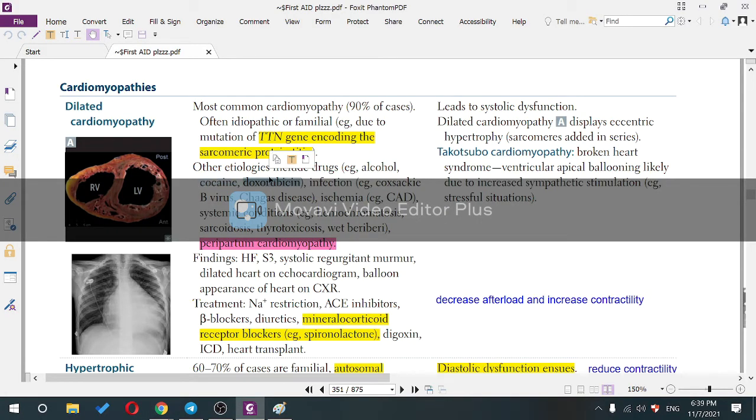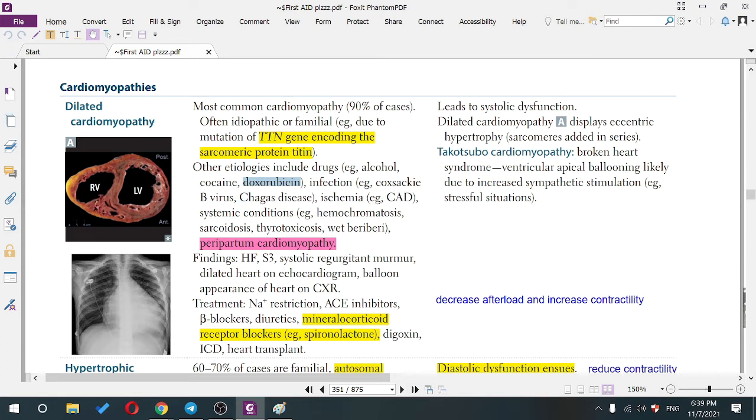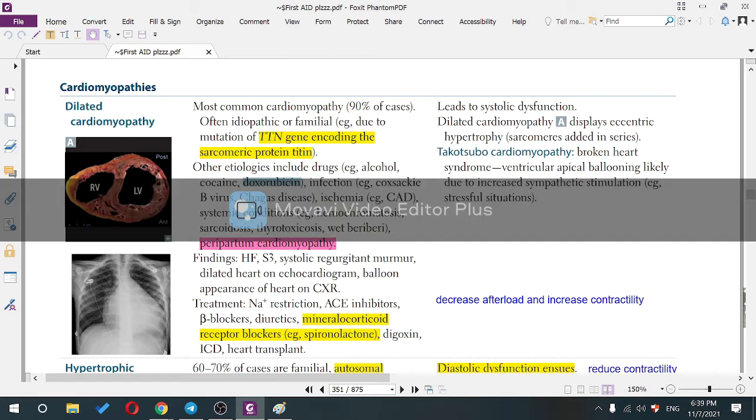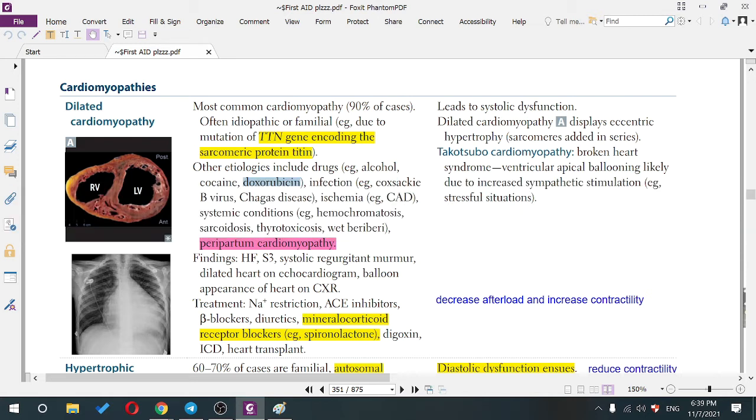Doxorubicin. Doxorubicin is an anti-cancer drug, okay? And it can lead to dilated cardiomyopathy, but it's reversible if you utilize an antidote for that. You must know how doxorubicin leads to dilated cardiomyopathies. It's a free radical injury. Please write a note about that. So doxorubicin, it's due to free radical injury. Alcohol, cholesterol degeneration and degeneration of the cell membrane. Cocaine, vasoconstriction of the small vessels.